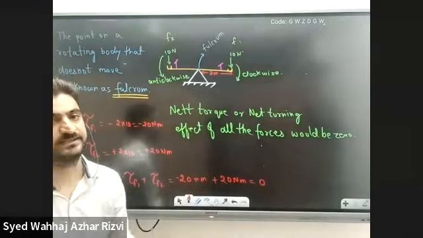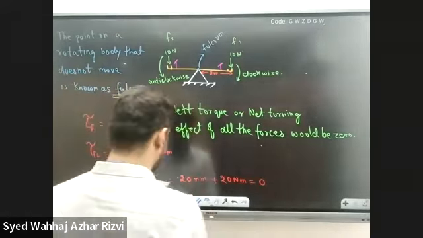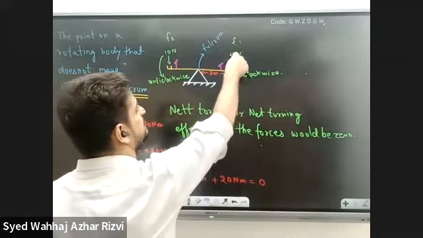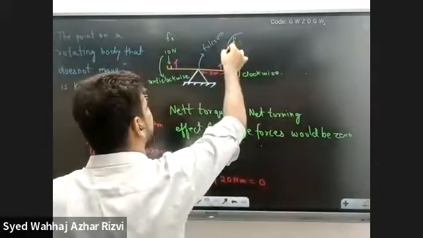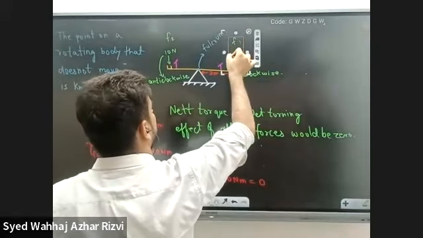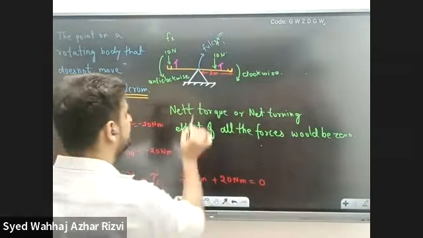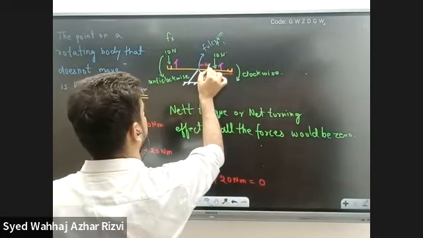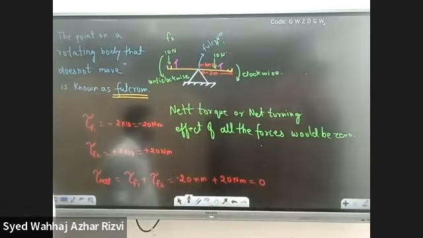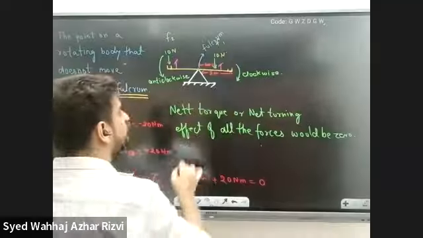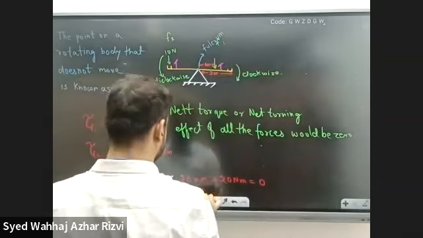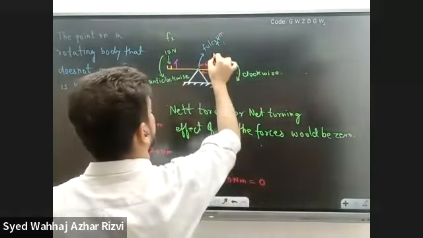Okay. So we can do another thing. Instead of applying 10 Newton here, let's change it a little bit. Let's bring it a little closer. Let's bring it to 1 meter. Got it? And instead of applying 10 Newton force, let's apply 20 Newton force.